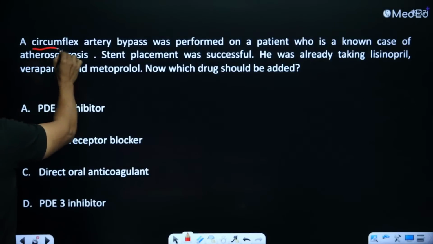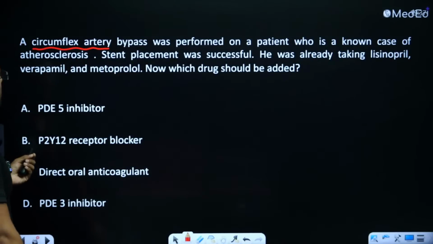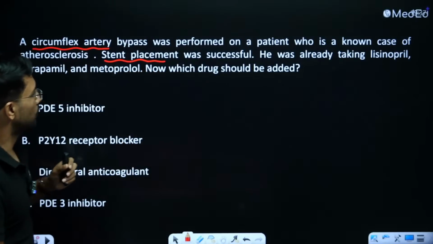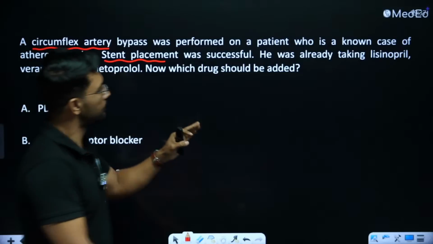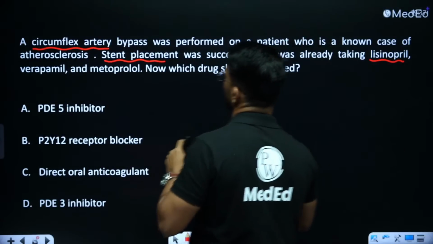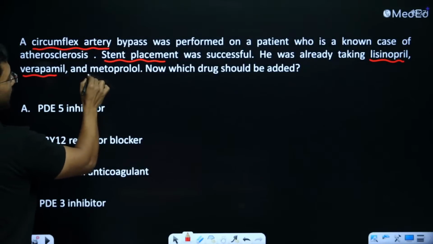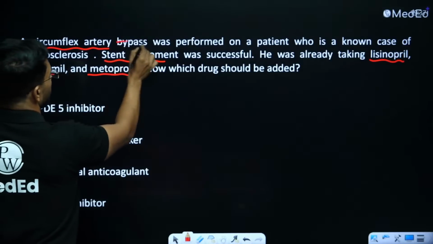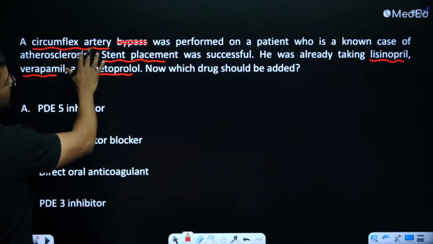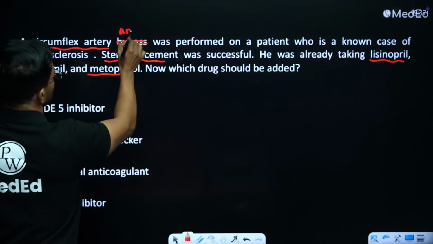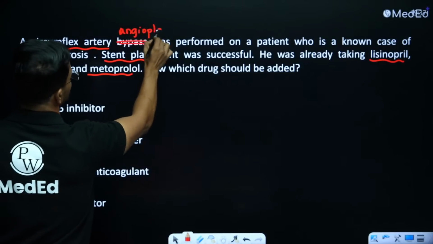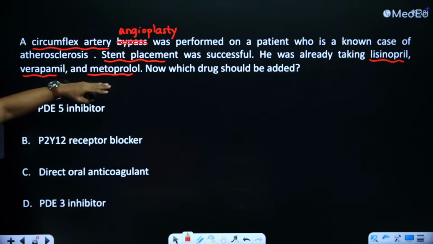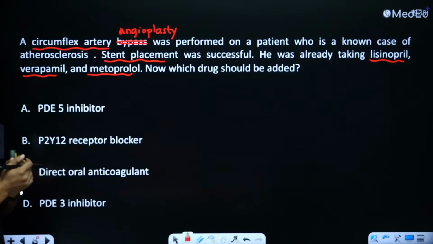A patient has undergone circumflex artery bypass and is a known case of coronary atherosclerosis. Stent placement was successful. He was already taking lisinopril, verapamil and metoprolol. Okay, so there is something wrong in framing this question. I wouldn't say bypass, rather circumflex artery angioplasty, because I have mentioned that there was a stent placement. He was already taking lisinopril, verapamil and metoprolol. Now which drug should be added?